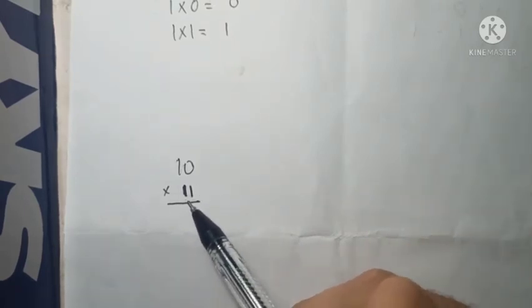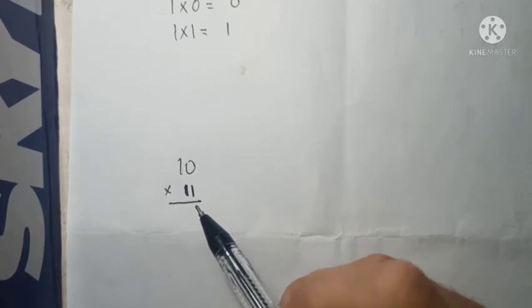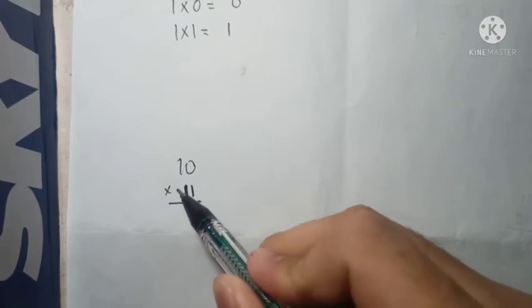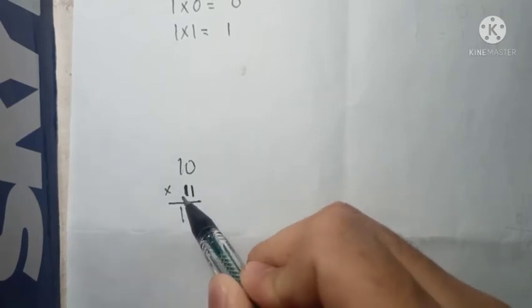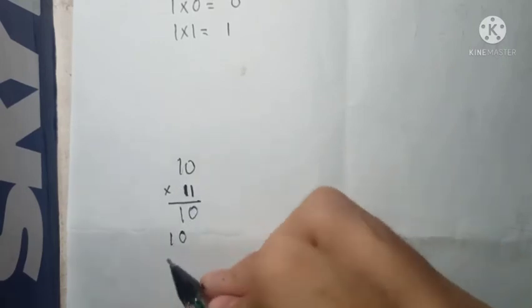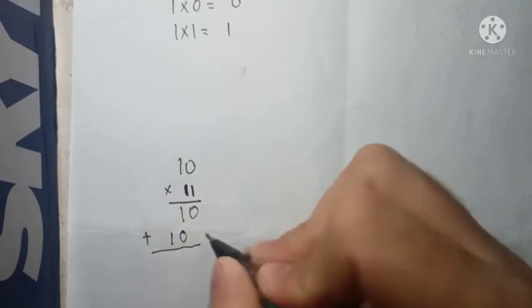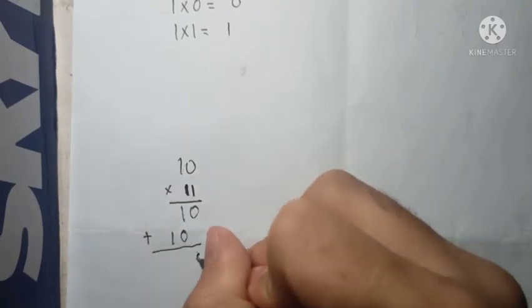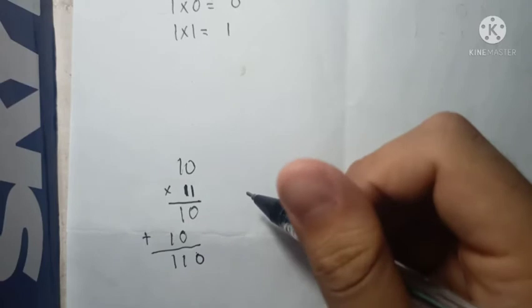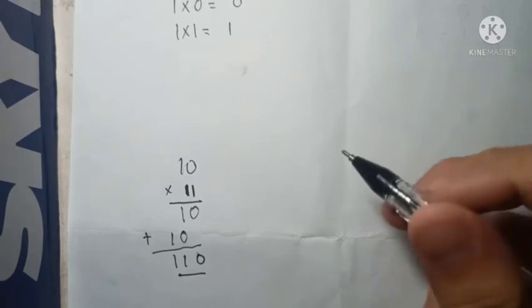10 times 11. 1 times 0 equals 0. 1 times 1 equals 1. 1 times 0 equals 0. 1 times 1 equals 1. Now let us add. So 0, 1 plus 0 equals 1, and then 1. So this is the answer for our first problem. As you can see, it is similar to normal multiplication. So next.